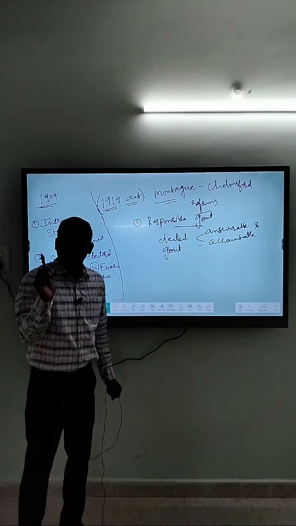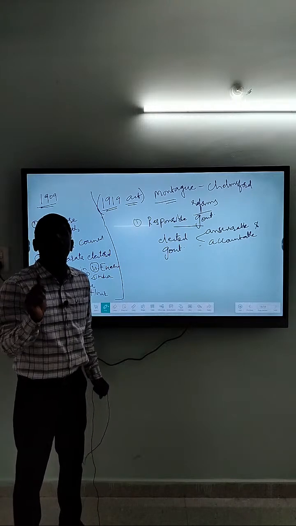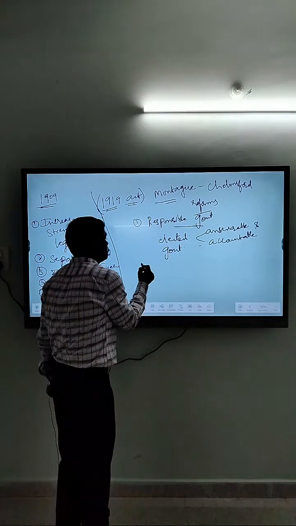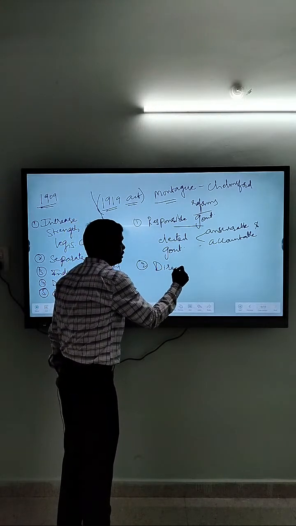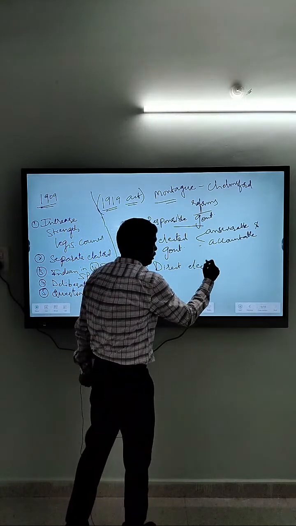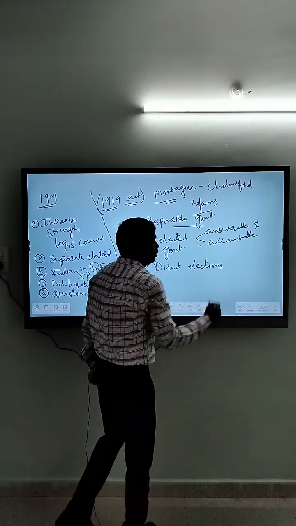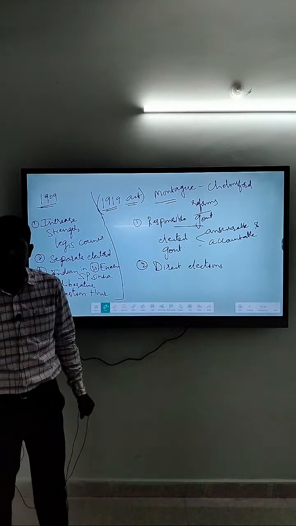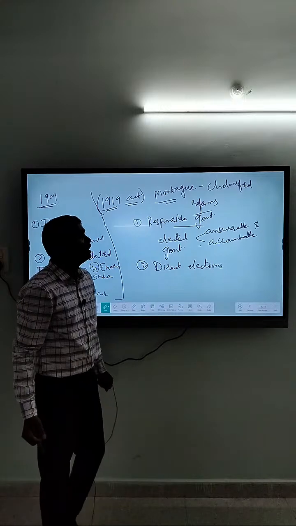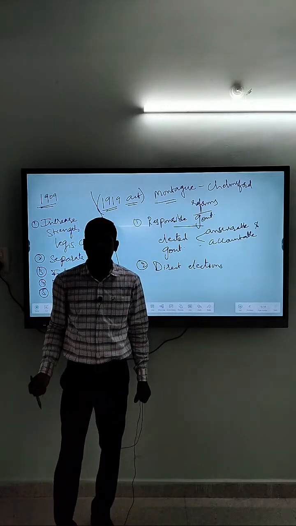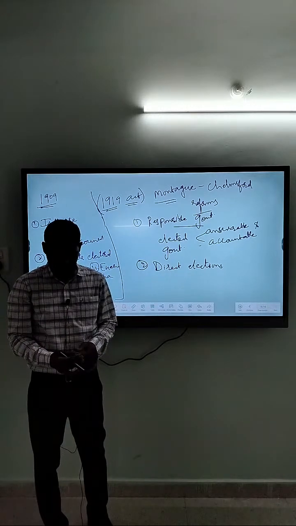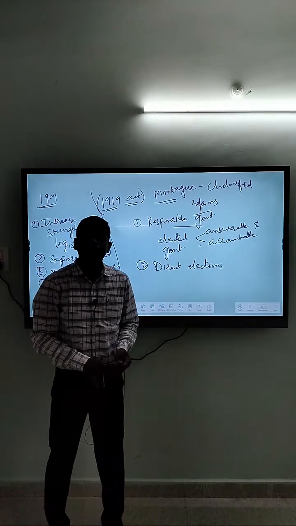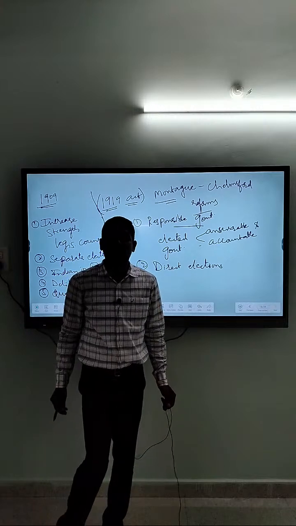That means the 1919 Act promised to provide direct elections. So the 1919 Act is known for direct elections. That is, the people are given the right to elect their own government.